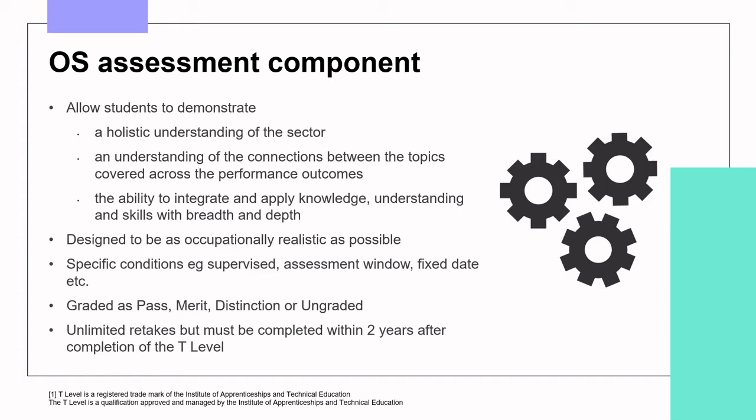Now, where the core assessments were graded from A star to E, these assignments are graded distinction to ungraded. The retake rules for the synoptic assignments are the same as those for the core assessments. So there are unlimited retakes, although for the occupational specialism, that obviously would be very difficult to schedule just during 2 years. But any retakes the students do, they have 2 years after completing the T level to do. So any retakes must be completed within 2 years after completing the T level. And when it comes to retakes of the synoptic assignments, it's not possible to choose a single assignment or task to retake. You would need to retake all of the assignments, which we will look at now.